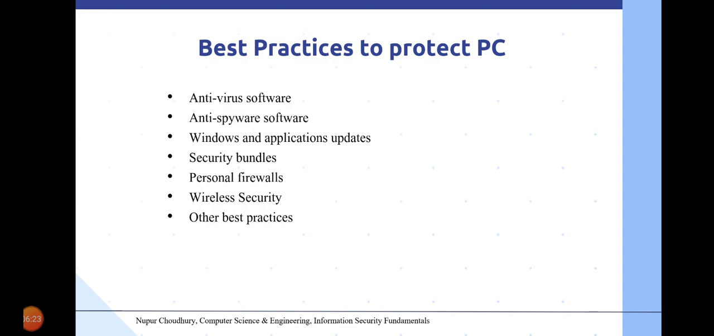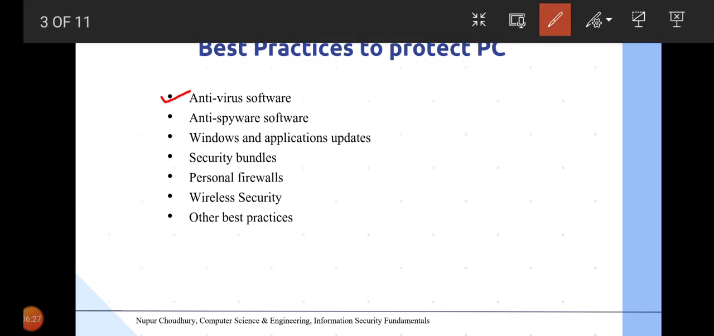Initially, we have to take care that there is an antivirus software installed in our system. There should be an anti-spyware software. Windows and applications should be continuously and constantly updated. There should be security bundles associated. There should be personal firewalls if possible. For wireless security, we have to take care of various guidelines and protocols.